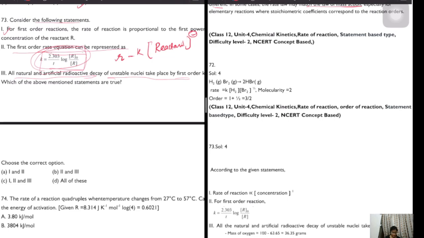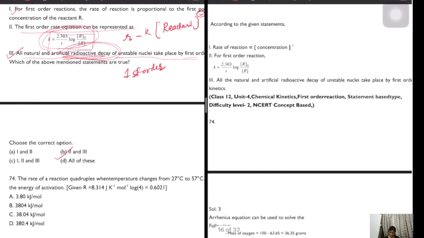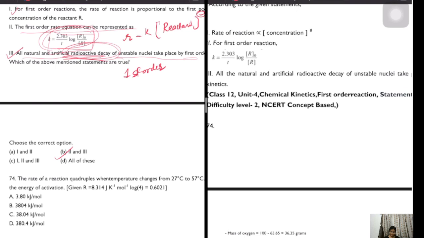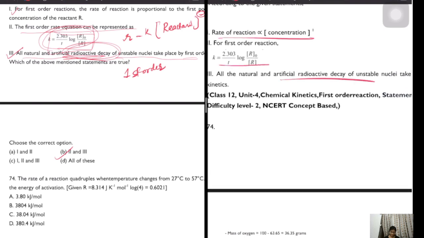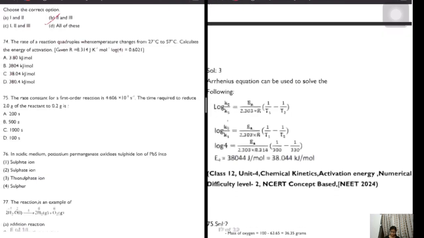K equals 2.303 by t, log [R]0 by [R]. That is true. All the natural and artificial, this is also true. All the natural and artificial radioactive decays take place by first order reactions. So all the statements are correct. See, rate of reaction is dependent on the concentration, this and this. I have already explained this, so we'll move to the next question.